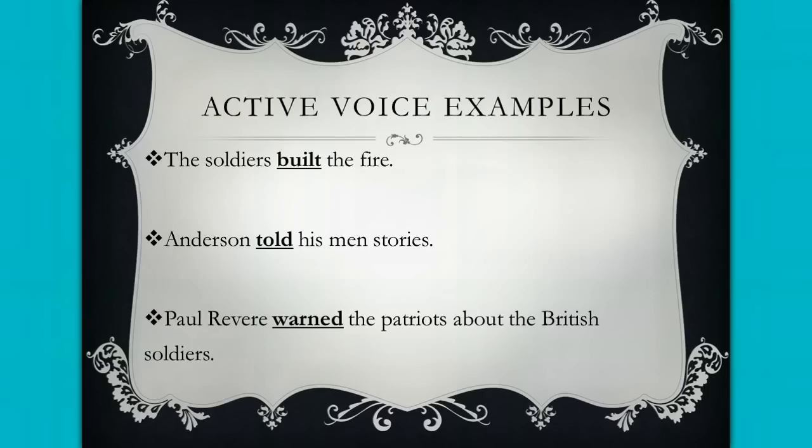Here are a few example sentences written in the active voice. In the sentence, "The soldiers built the fire," the action, built, is being done by the subject, soldiers. The sentence, "Anderson told his men stories," is also written in active voice, as is the third example. Paul Revere, the subject, is performing the action, warned, in the sentence.